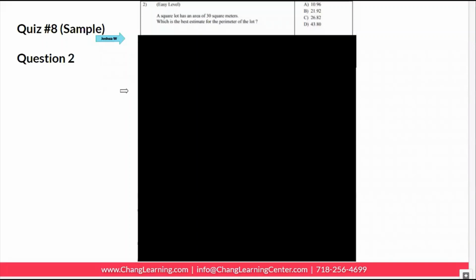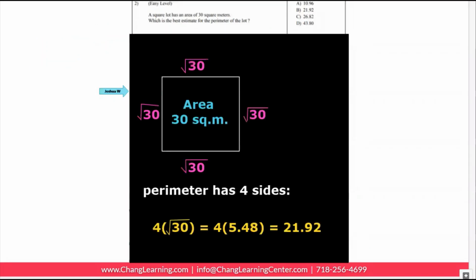For question 2, we have a square lot that has an area of 30 square meters. What's the best estimate for the perimeter of the lot? Well, for question number 2, you can draw a square with area 30, then each side will be the square root of 30. So the perimeter will be 4 square roots of 30. The square root of 30 is approximated as 5.477, which I rounded to 5.48. Then 4 times 5.48 would be a perimeter of 21.92, and the correct answer is B.